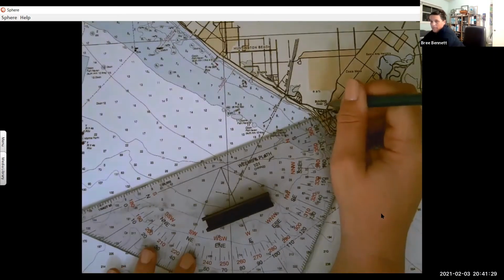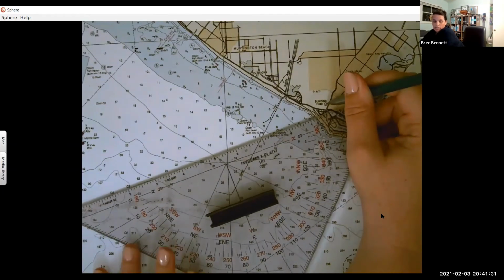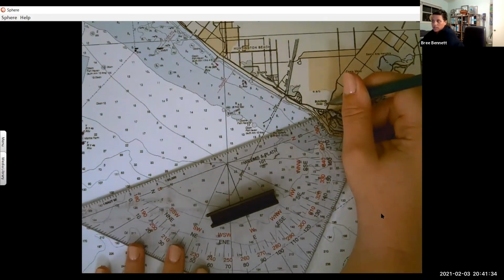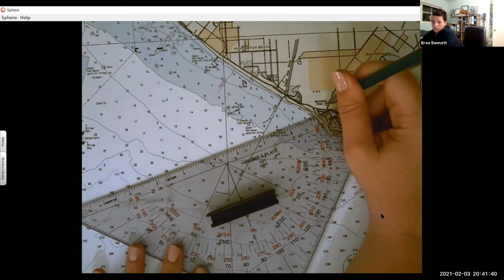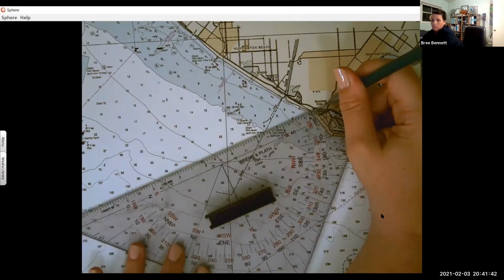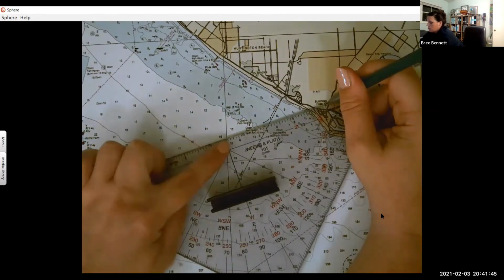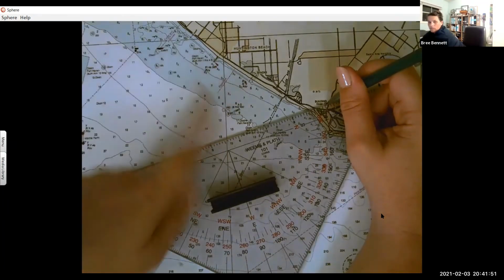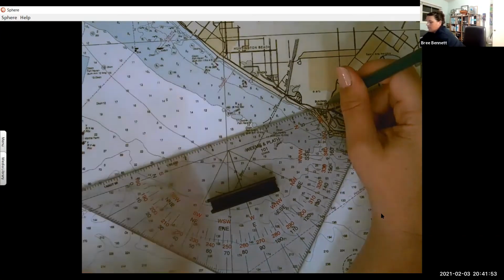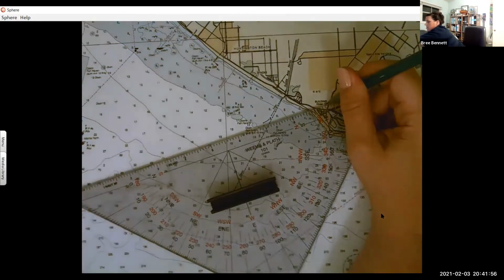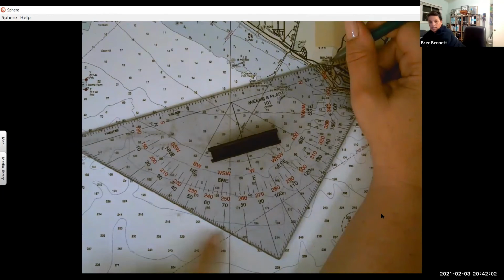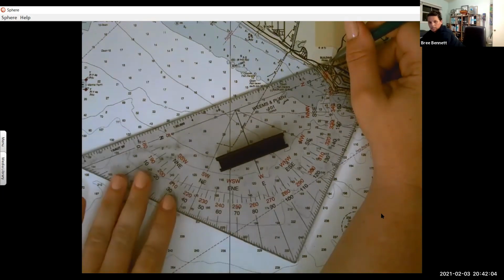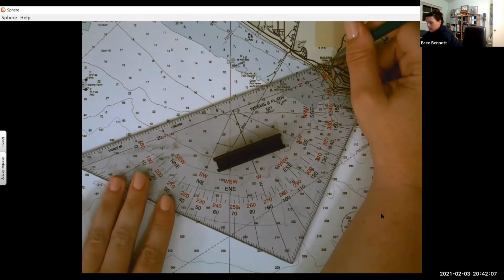I'm going to do it with my triangle, and then I'll do it with the roll plotter, so you'll get to see both. I'm going to put my pencil on the building, the Hoag Hospital, so I have something to bump into. And then I'm going to put that focal point on a vertical line. In this case, I'm using this vertical latitude line here. And then I'm going to find 067 where it crosses this line. So I need to find 067 and line this up.